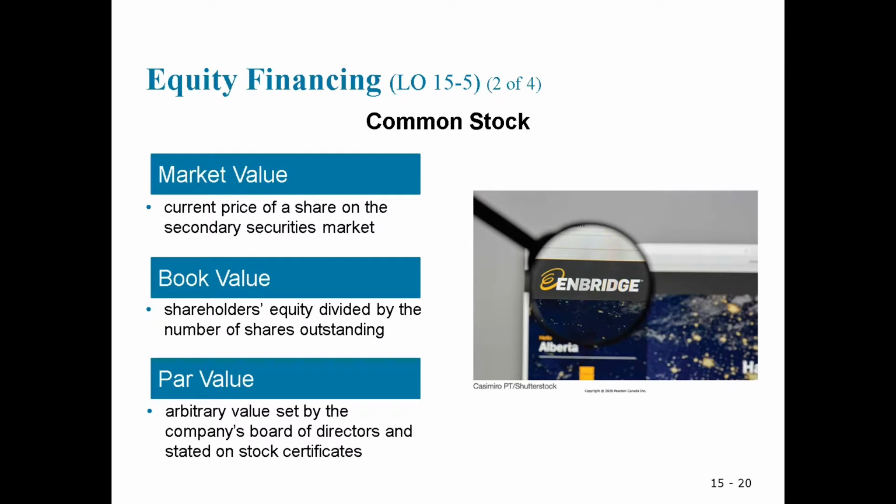Common stock. Market value is the current price of a share on the secondary securities market. Book value is shareholders' equity divided by the number of shares outstanding. Par value is an arbitrary value set by the company's board of directors and stated on stock certificates.